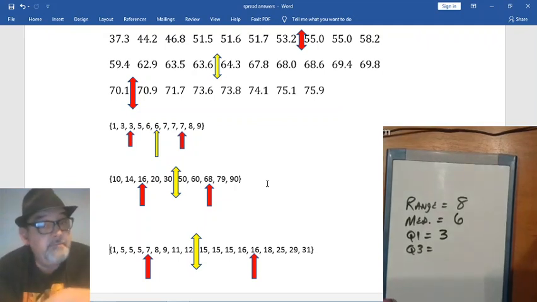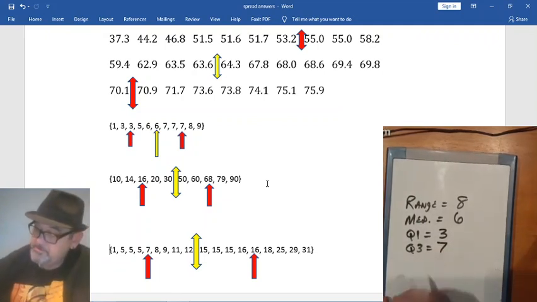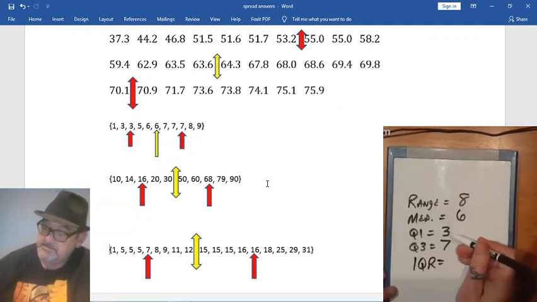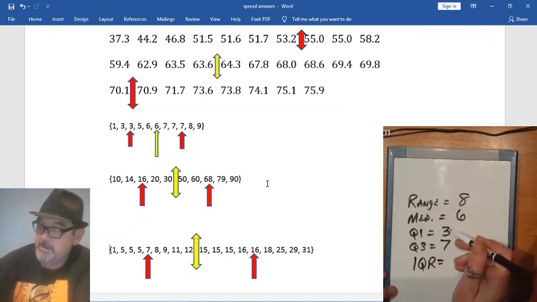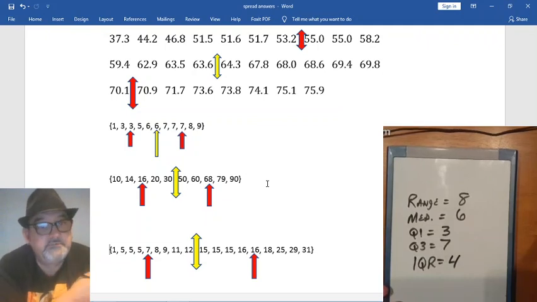And again, the same on the other side for quartile 3, 7, 7, 7, 8, 9. So the center number there is going to be 7. So what is my interquartile range now going to be? Well, it's the distance between quartile 1 and quartile 3. So how far is it from 3 to 7? 4 would be my interquartile range for that one.